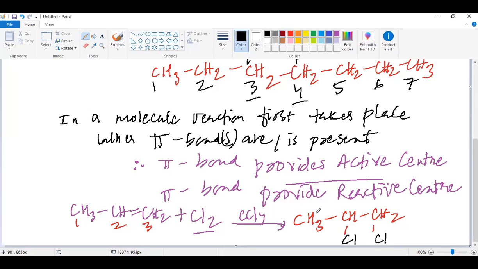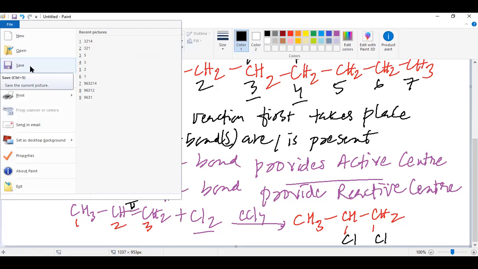Cl here because this pi bond gets broken. So there is a possibility of adding Cl and Cl, and this is how the new compound is formed. Now I hope, my dear students, it is very clear to you about the pi bonds. If you have any doubt, you can ask me. Do you understand everything about pi bond? No doubt, sir. Understood, sir.